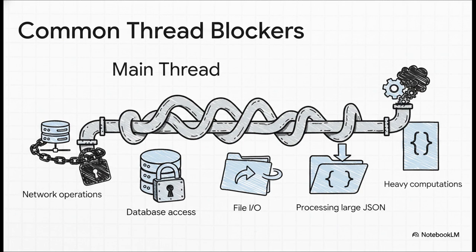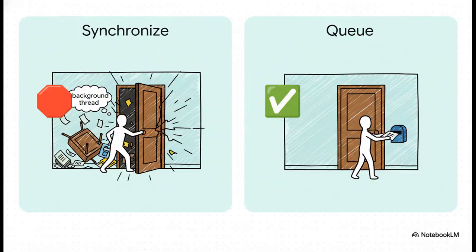Network operations are, by far, the number one cause of ANRs. Waiting for a server to respond takes an unpredictable amount of time, and it's absolute poison for the UI thread. Same goes for hitting a local database, reading or writing files, parsing a big chunk of JSON, or doing any heavy number crunching. All of these things can take way more than 16 milliseconds. They have to be moved off the main thread. No exceptions.